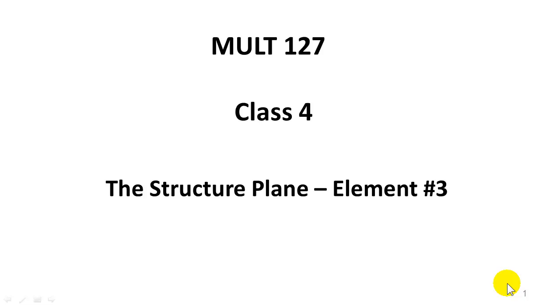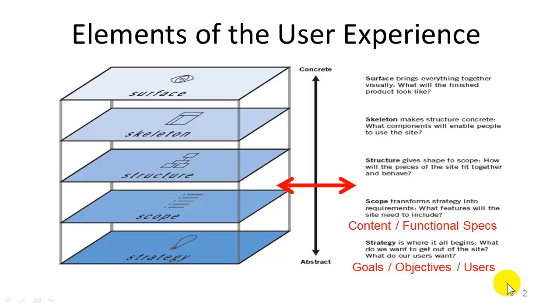In this class, we will look at the structure plane, which is element number 3 in our text. We have already talked about the strategy plane, where we establish the goals and objectives and determine who our possible users are. The scope plane is where we start gathering our content and thinking about what types of functional specifications or features our product might need.